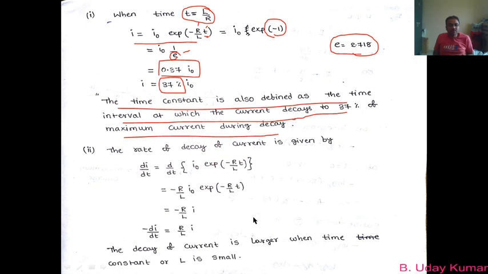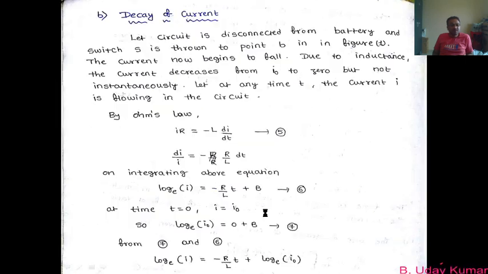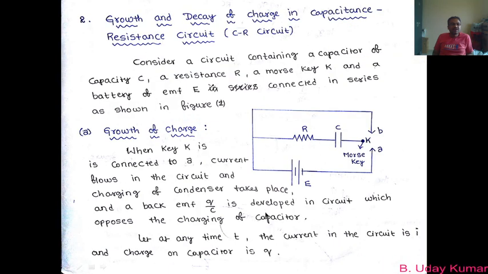I hope everything is clear. We tried to understand the growth of current and decay of current in terms of mathematical equations, and also in terms of time constants. So how the growth or decay of current depends on the time constant, and we also tried to understand the growth and decay of currents mathematically. All these things we tried to understand here, and I hope it is clear. We will stop right now, and in our next video we will try to understand again the growth and decay of charge in a CR circuit.